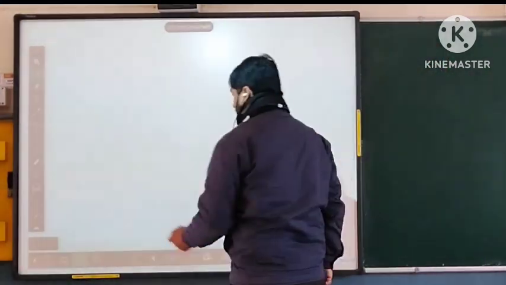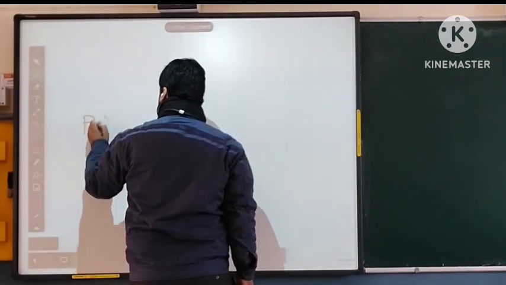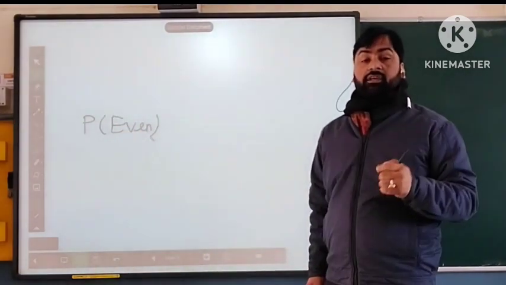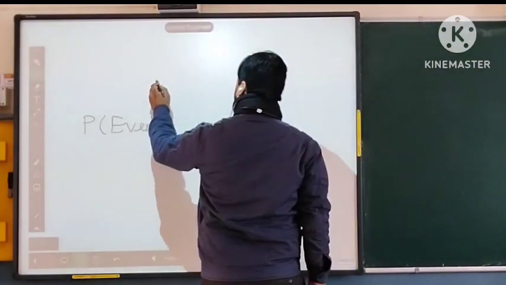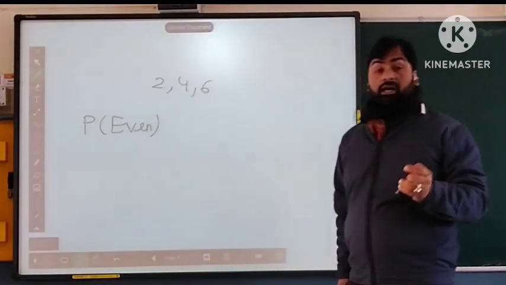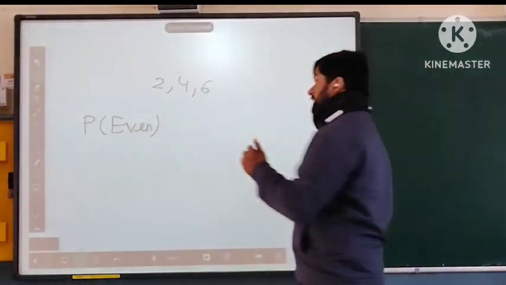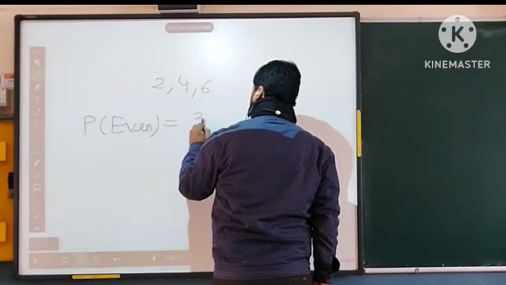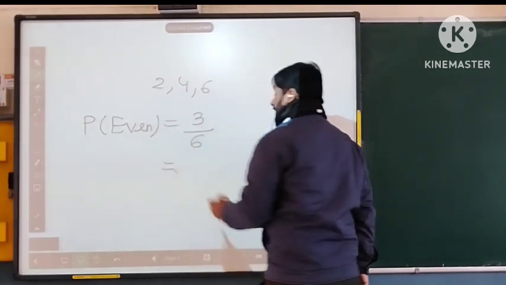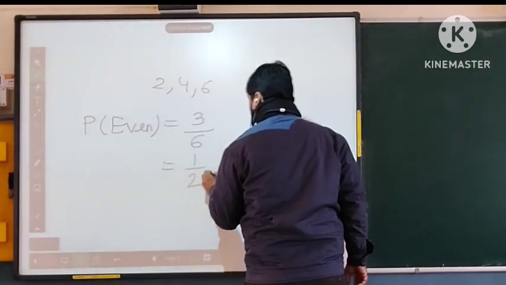Now, some more questions are there. We'll see them once I fill that PDF part. Suppose I say I want to get an even number, P of even. How many numbers are even on a die? 2 is there, 4 is there, and 6 is there. Can I say out of the total 6 outcomes, 3 outcomes are in my favor? Yes. So the number of favorable outcomes is 3 and the total number of outcomes is 6. We simplify it, and we make it 1 by 2. That is the answer.